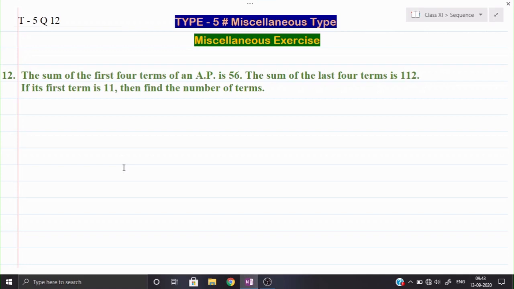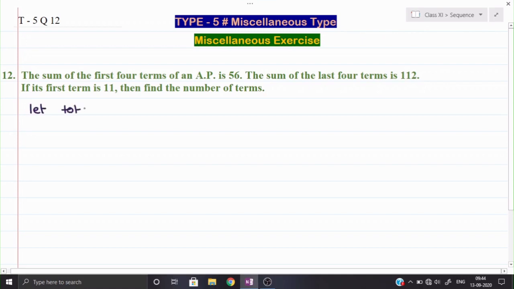So initially, 56 is the value of A1 plus A2 plus A3 plus A4, whereas 112 is the value of A7, A8, A9 and A10 if the total number of terms is 10. Since we don't know how many terms there are, that is what we need to find out in this question. So here we shall say that the total number of terms is n, where the value of n is to be found out.